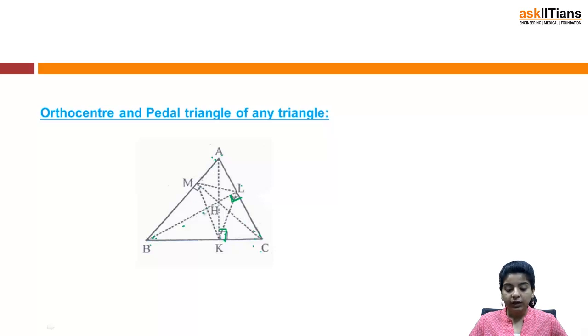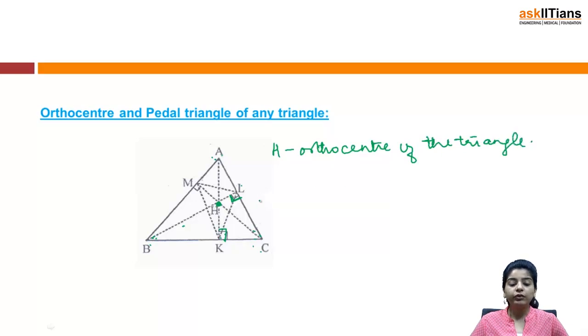Then we know that these perpendiculars will meet, they are meeting in the point H, and this H is called the orthocenter of the triangle, right? So this H is called the orthocenter of the triangle, and further when we join the feet of these perpendiculars, that is K, L, M, the triangle so formed is called the pedal triangle.